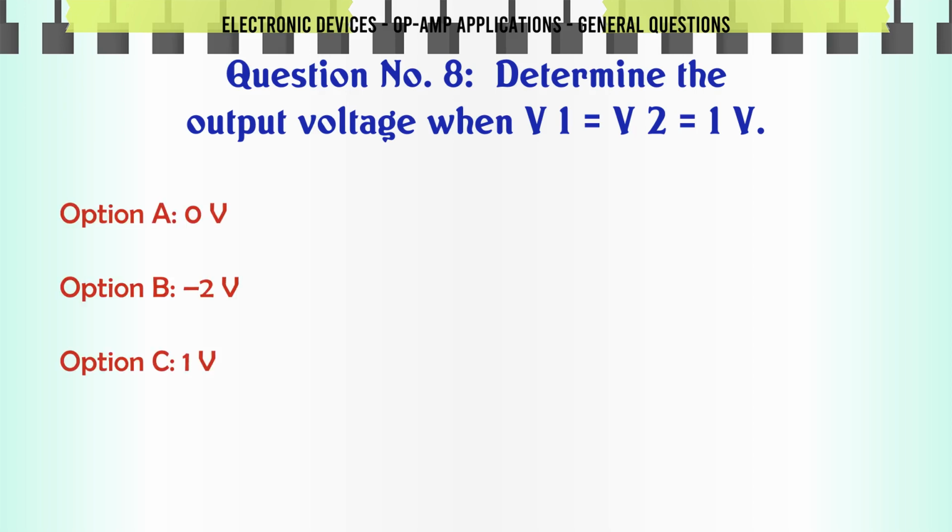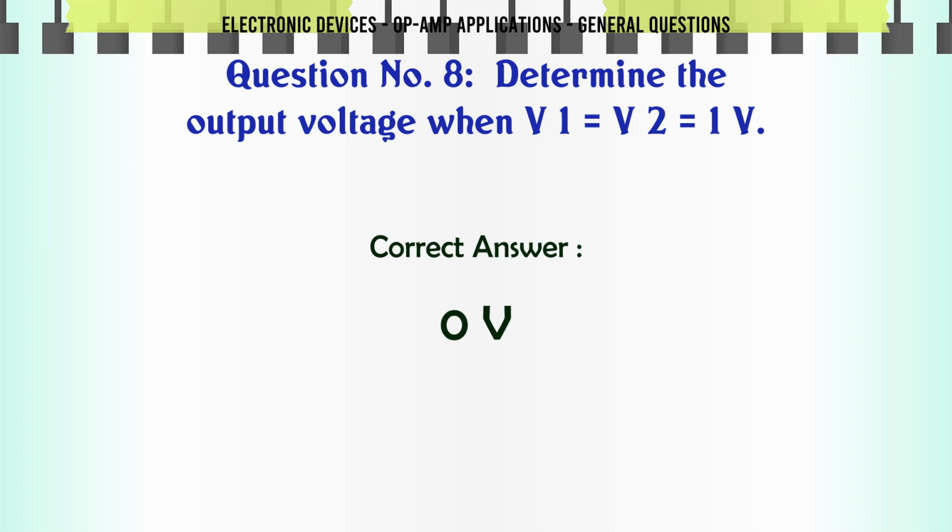Determine the output voltage when V1 = V2 = 1 V. A: 0 V. B: 2 V. C: 1 V. D: 2 V. The correct answer is 0 V.